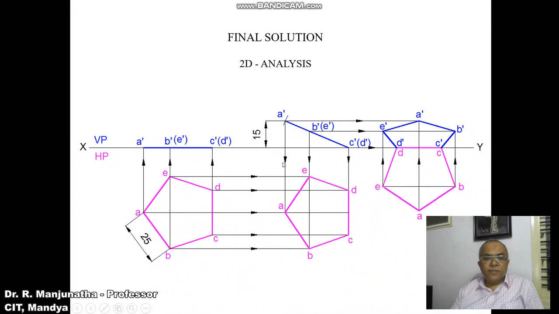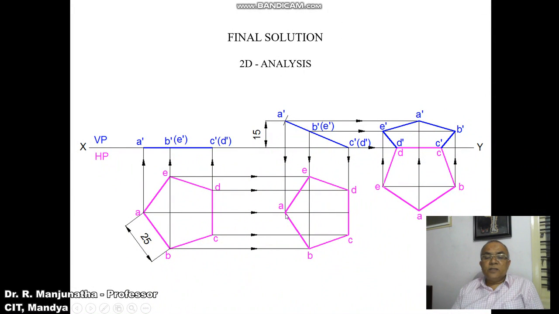Draw a vertical projector from A dash to the top view and a horizontal projector from A. Both will intersect at this point. Similarly, draw a vertical projector from B dash and E dash and a horizontal projector from B and E. Both will intersect at B and E respectively. Similarly, draw a vertical projector from C dash and D dash and a horizontal projector from C and D. Both will intersect at these two points, and you mark them as C and D. Then join A to B, B to C, C to D, D to E and E to A with a dark line, so that you get the top view.